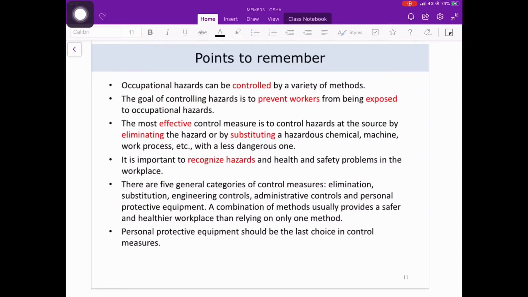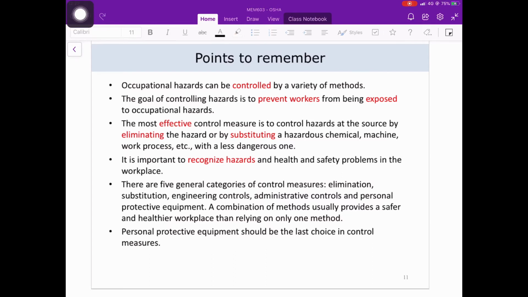Is it important to identify all these hazards? Yes, it is important. Why? Because we need to know the types of hazards involved in the workplace before we can control them using various approaches. The goal is to prevent workers from being exposed to the occupational hazards. One of the most effective measures to control hazards is eliminating the hazard or substituting it with something less dangerous.